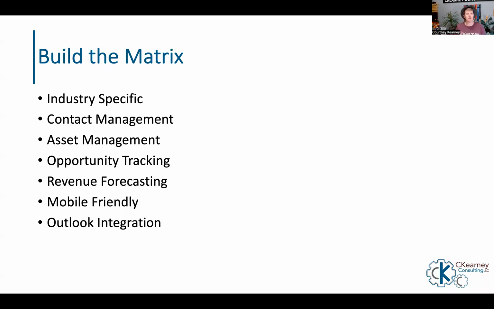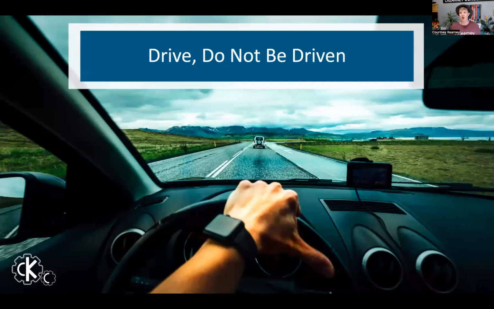Here's an example of some of the things that might have come up as you did all of that digging. You need it to be industry specific. You need it to manage your contacts, your asset management. So all of that project data, you want it to track your opportunities. You want it to have revenue forecasting. It's got to be mobile friendly and it has to integrate with Outlook. Okay, fantastic. Now we're going to go out to market and we're going to begin our search.